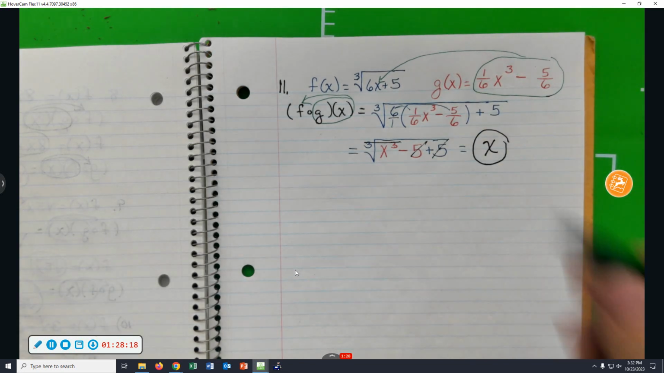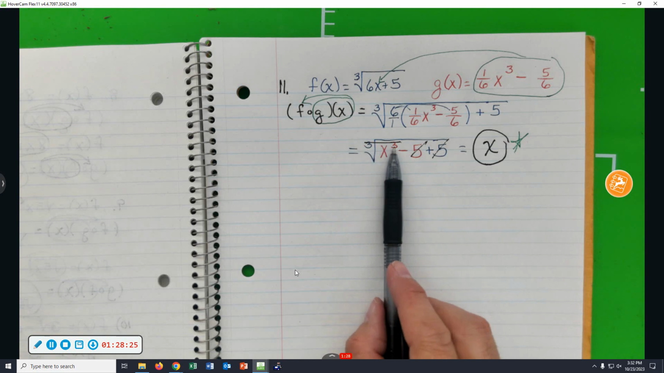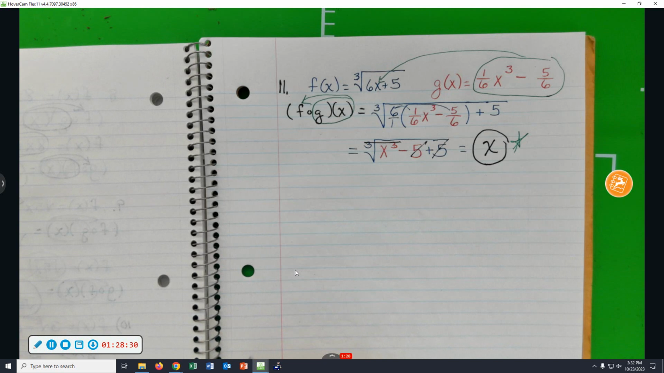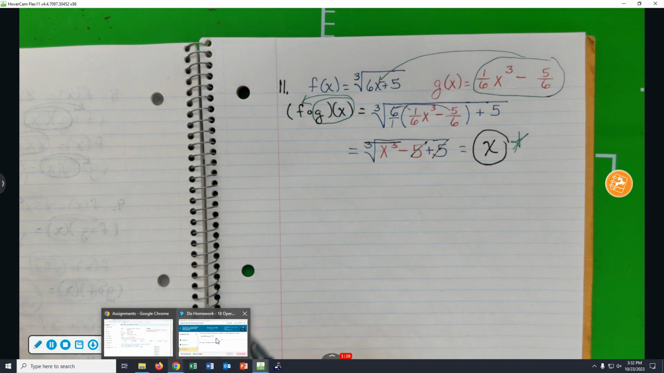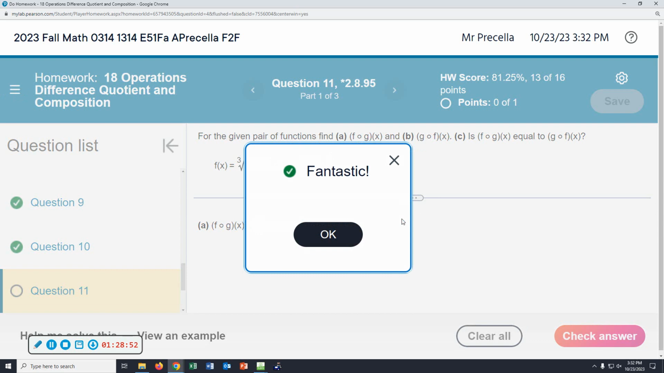Now see, that's messy manipulation. Cube root and a cube cancel out. Everything cancels out except for the letter x. If I was going to have to guess, and I don't, for the next one, g of f of x, I would guess it's going to be x also.